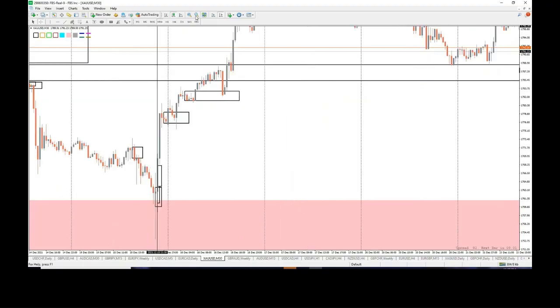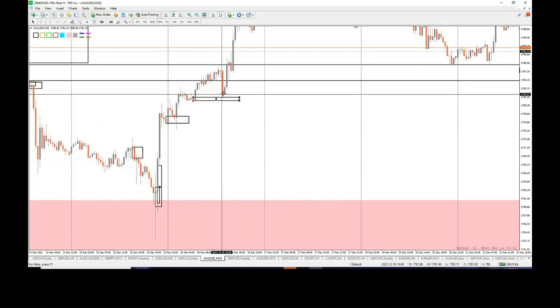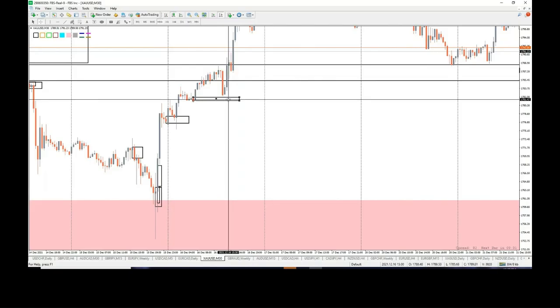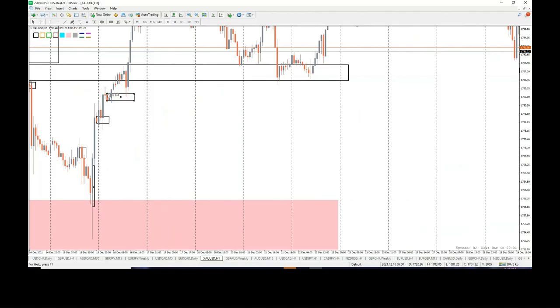If you go to a lower time frame, you can get a more precise zone like this. But if you're too precise, sometimes you can lose opportunities. If you over-precise, you'll miss trades sometimes.